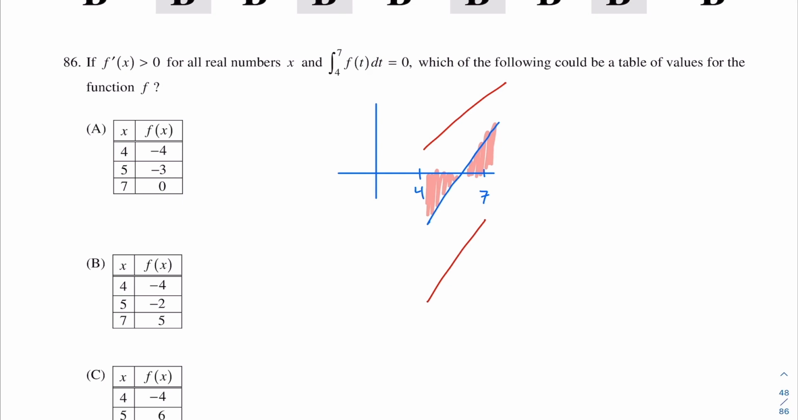So now looking at our options, for option A, we're given a negative value for f of 4, a negative value for f of 5, and then f of 7 is 0. Now we know here that all these values are less than 0, and even though they haven't given us f of 6, we know that f of 6 has to be greater than negative 3 and less than 0. That's guaranteed by f prime of x being greater than 0. So all of the values in this table are negative, so that area under the curve can never be 0. It's going to be some negative number, so it's not A.